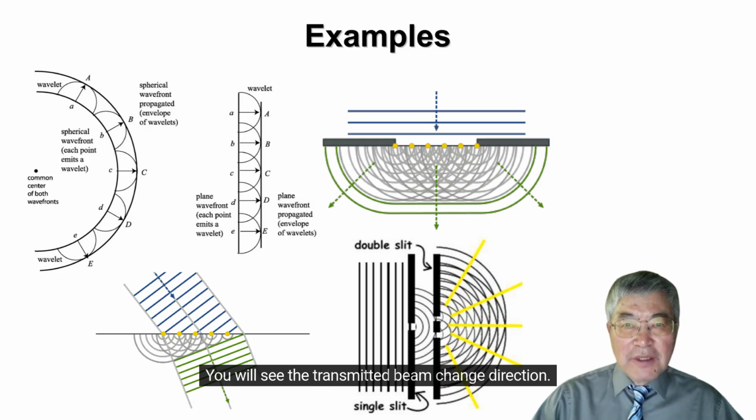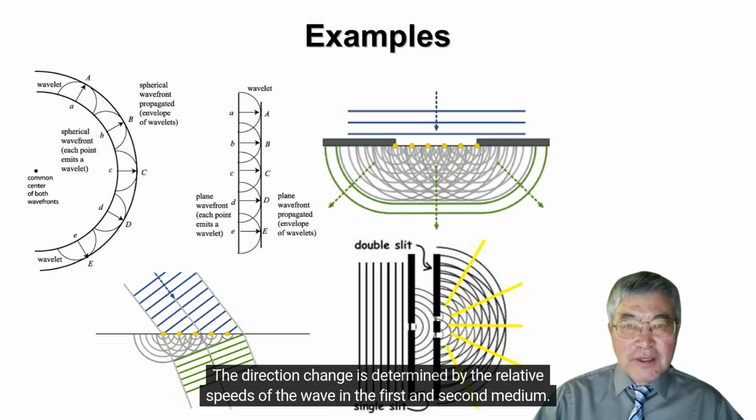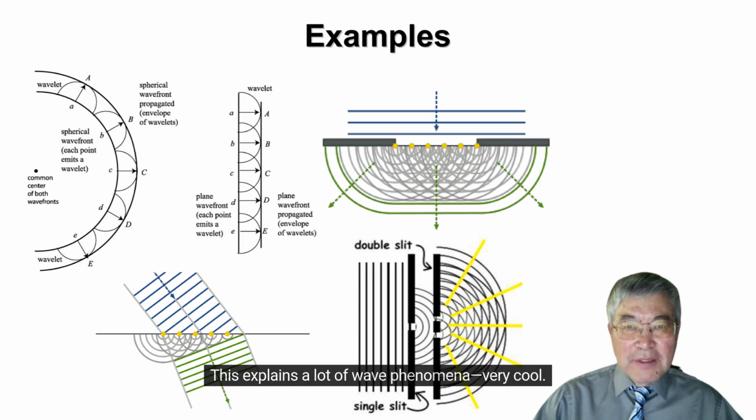You will see the transmitted beam change direction. The direction change is determined by the relative speeds of the wave in the first and second medium. This explains a lot of wave phenomena. Very cool.